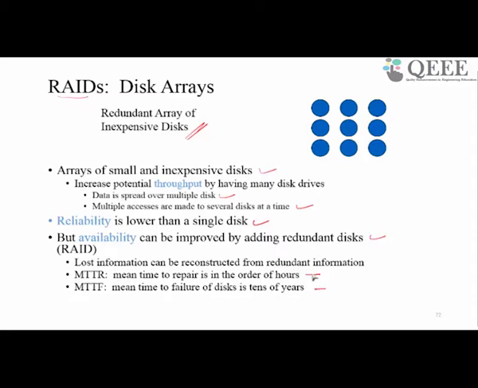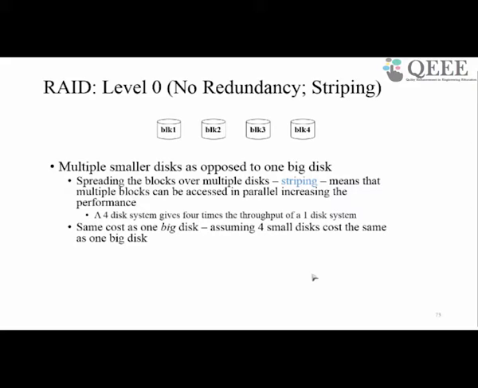So what are the different ways in which these RAIDs can be incorporated? The first is level 0 RAID, wherein there is no redundancy, but parallel access can be made. So there is no redundancy, only striping. Multiple smaller disks are used as opposed to one big disk. The blocks of the content you want to access are stored in multiple disks. This is called striping. The advantage here is that multiple blocks that are required can be read in parallel, so 4 disks can be accessed in parallel.